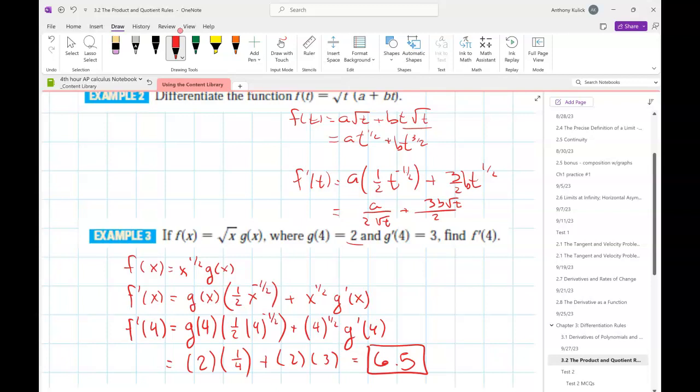Super common format for an AP exam question. Screams multiple choice, no calculator. That's what that screams to me. Because there's no way to get around not using the product rule.